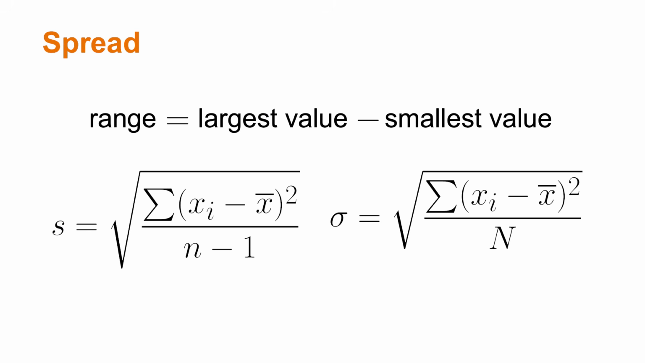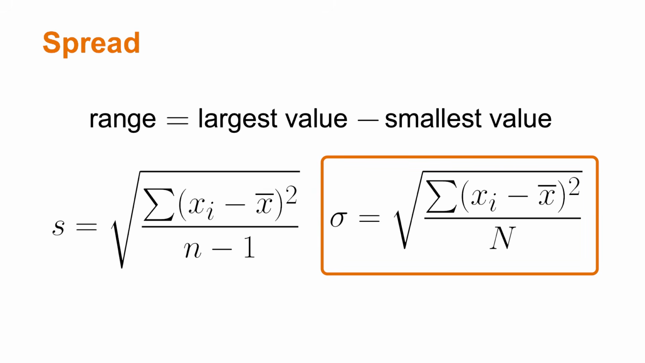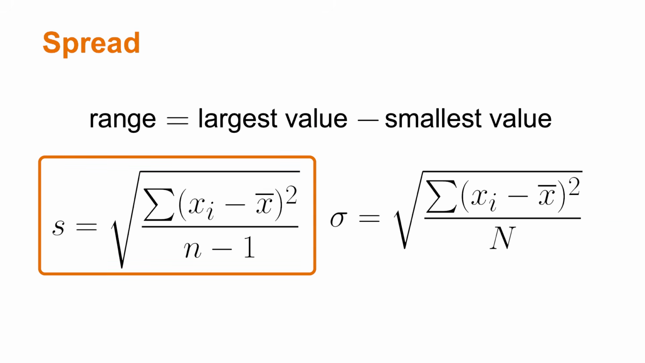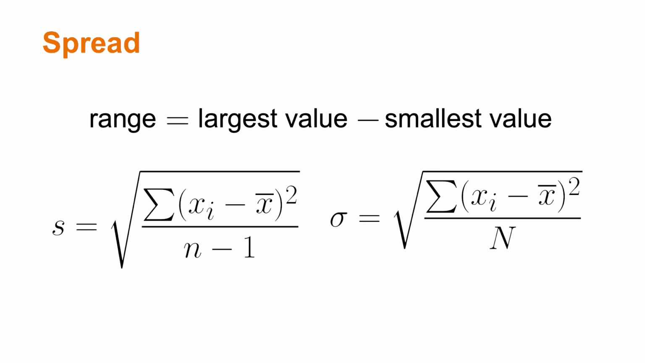The formula for population standard deviation is sigma equals the square root of the sum of x sub i minus x bar squared divided by n. The formula for sample standard deviation is S equals the square root of the sum of x sub i minus x bar squared divided by n minus 1. Note that both the standard deviation and range are not resistant to outliers.